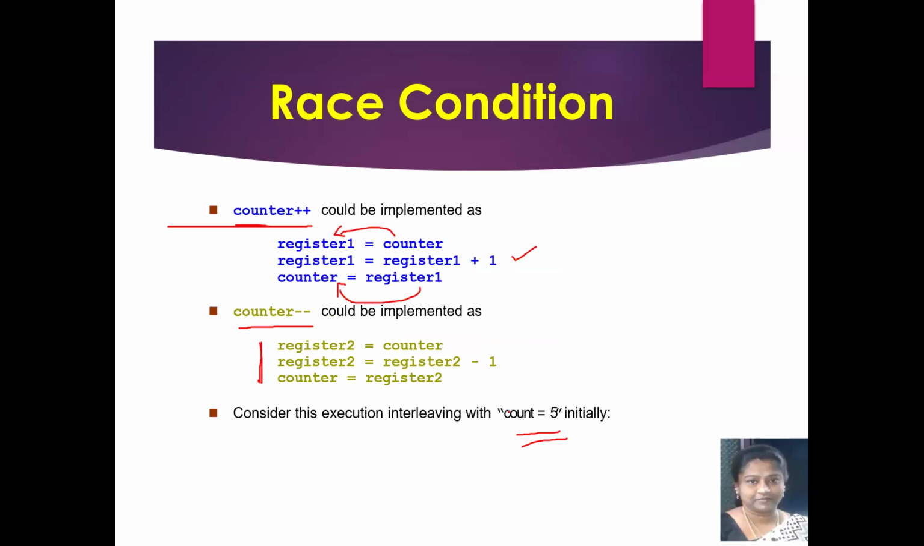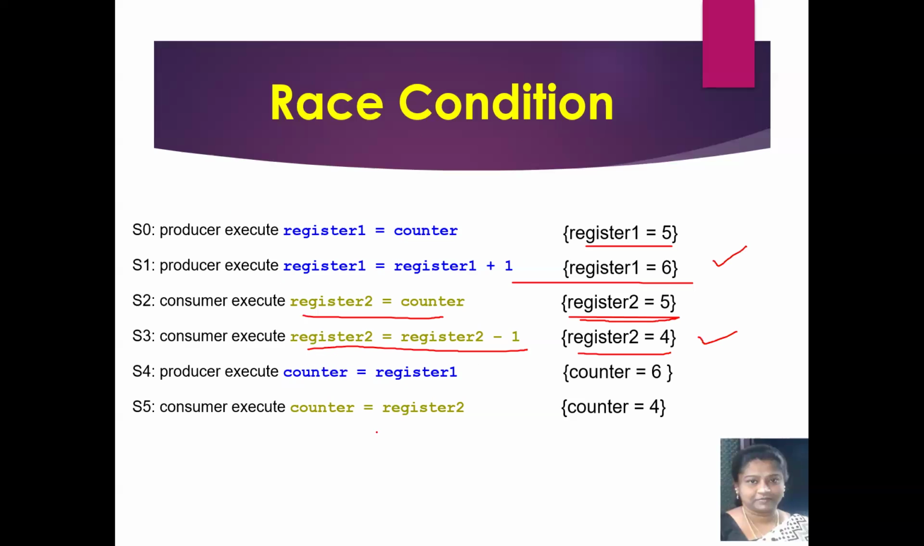Now comes the point where the third statement for both consumer and producer are executed. Now the value of register 1 and the value of register 2 will get stored back in counter. What is the value of register 1? 6. What is the value of register 2? 4. So according to the producer, counter will be 6. According to the consumer, counter will be 4. But this is contradicting. Why? Because counter is a single variable. We cannot have two different values for counter because two different processes are using them.